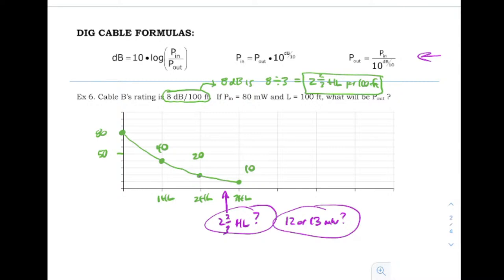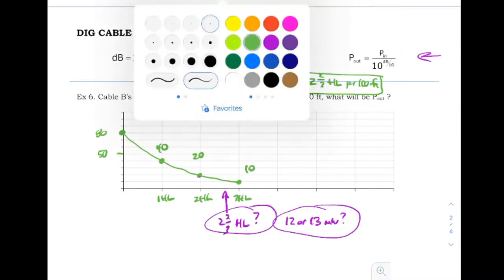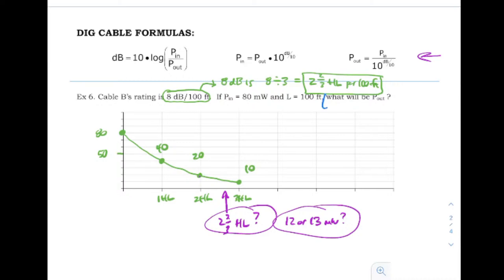So which formula should we use here? What will be P out? Looks like we should use that formula, right? Maybe in a different color even. It's hard to find a good color these days. What will be P out? Grab the formula for P out.